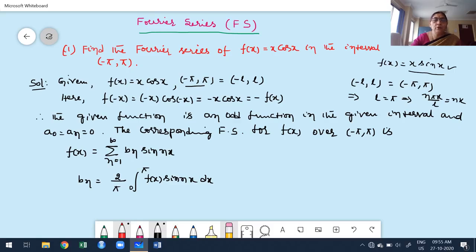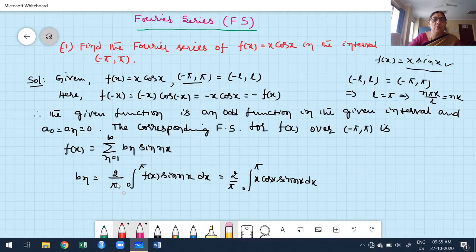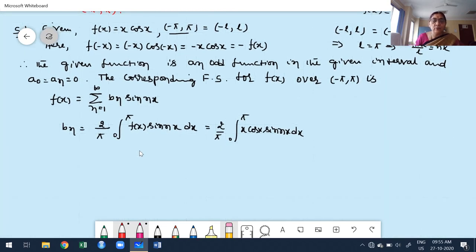Now this is very simple: 2 by pi, integral from 0 to pi, and the function is x cos x into sin nx with respect to x. You already know this is a product of two functions. Observe carefully, we can't go for the UV rule or Bernoulli's rule here, because cos x into sin nx is a product of two trigonometric functions, and also x. Using the transformation formula, first I have to convert the product of two trigonometric functions into a sum or difference of trigonometric functions.